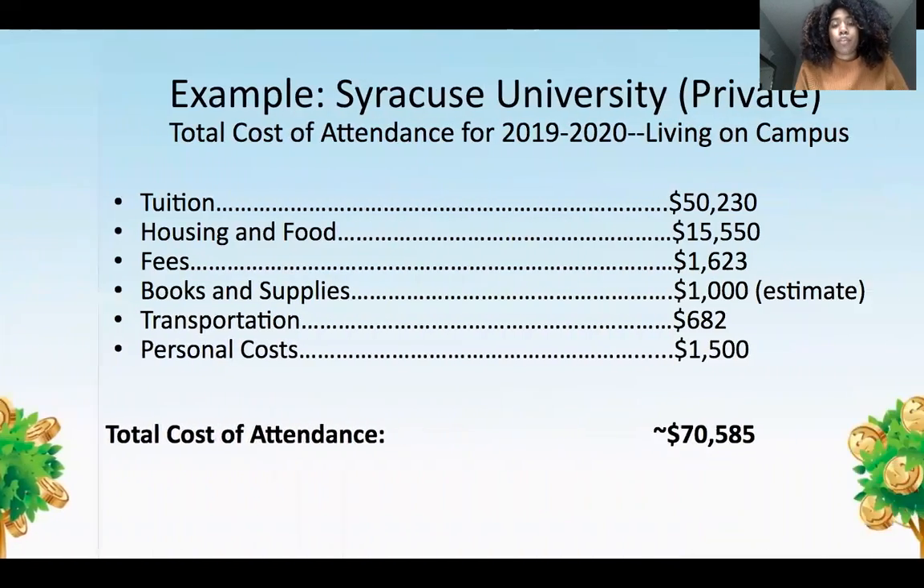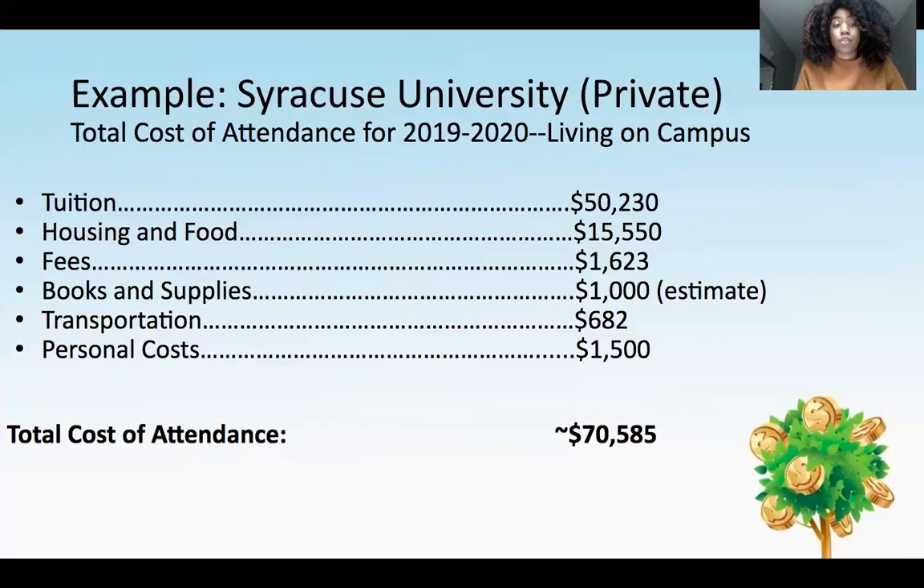Our last example is Syracuse University. It is a private school. So this is also for a student who is deciding to live on campus. We see tuition here is 50,230. Housing and food is 15,550. Fees is 1,623. Books and supplies an estimated 1,000. Transportation 682. Personal cost 1,500. So the cost of attendance is significantly higher at 70,585.